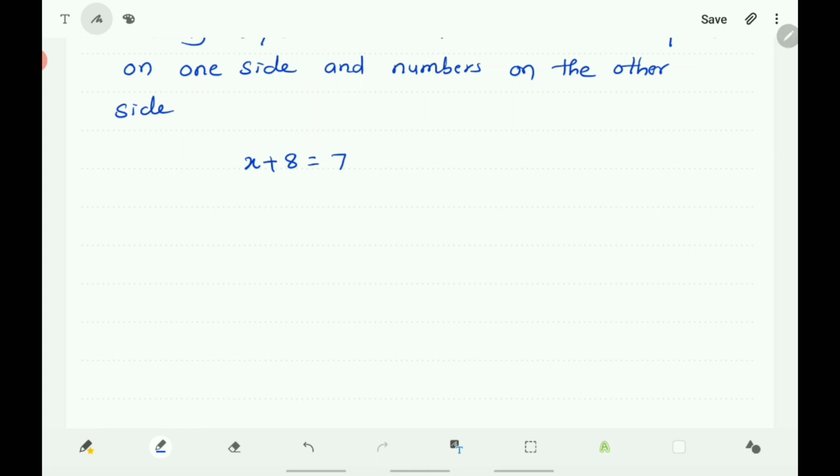Here the LHS is an expression and RHS is a number. Here we have to solve this, means we have to find the value of x. And here the LHS is having two terms. In one term there is x, that is 1x, and the other term that is 8, a number. So here to get the solution you can transfer 8 to the RHS, that becomes x is equals to 7 minus 8, by transposing 8 to the RHS side.